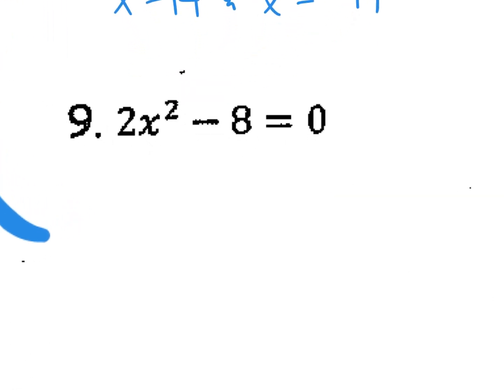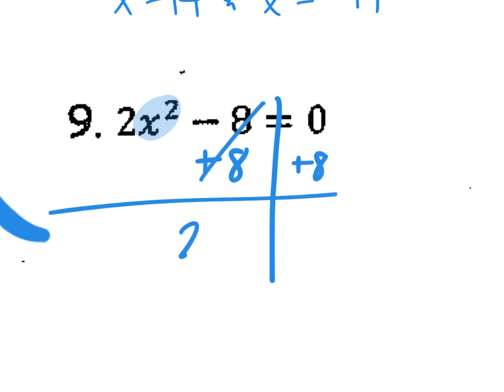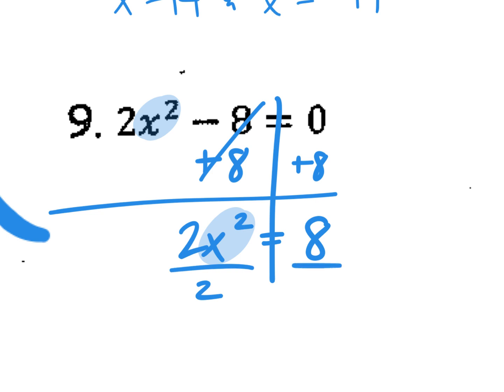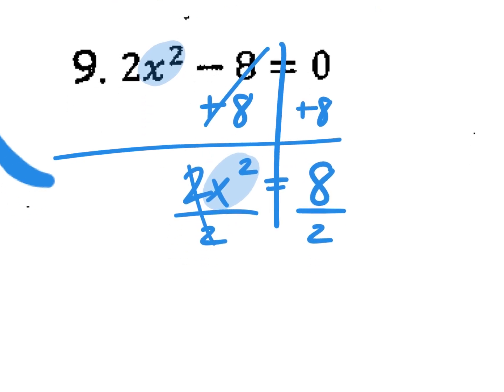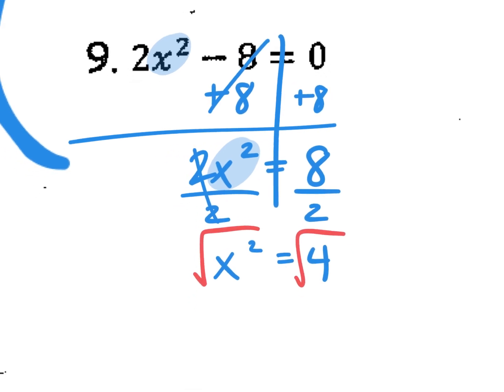Okay, number 9, I want to isolate x squared. So I'm going to first start by adding 8 to both sides, and I get 2x squared equals 8. We want to still isolate the x squared, so I need to divide by 2 on both sides. So I get x squared equals 4, and then to get rid of that little 2, we take the square root of both sides, and we get our answer to be x equals plus or minus 2.